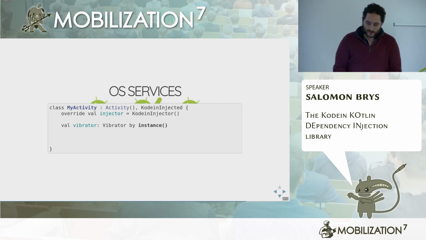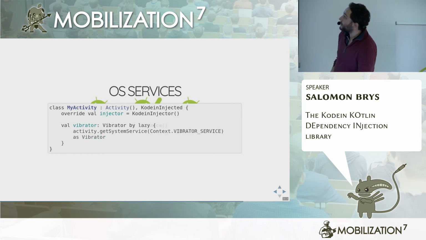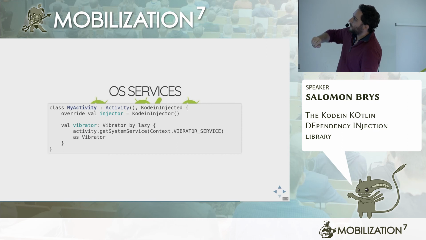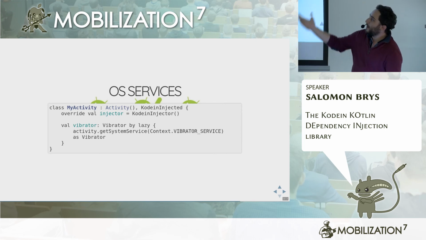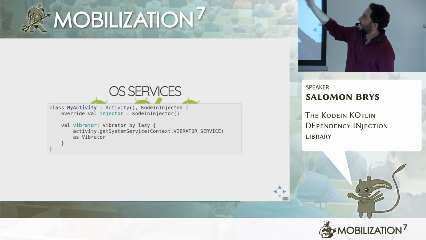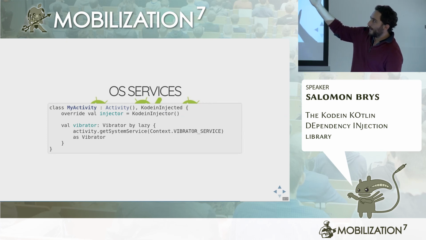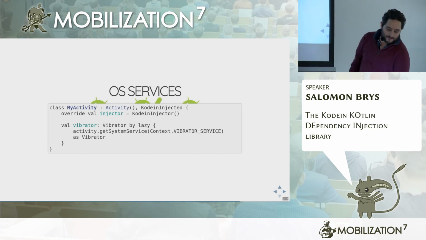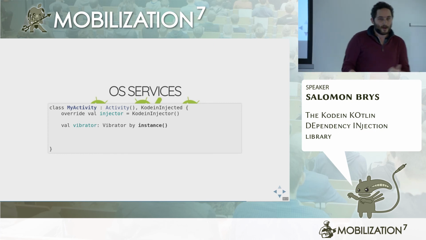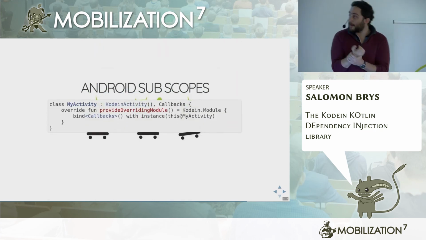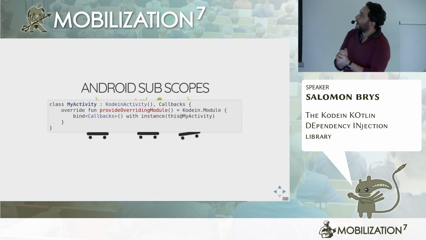Here we get a vibrator. We could do better, because we need to use lazy because the activity has not been initialized properly yet. We get this get system service with an enum, an int, sorry. Then we need to cast it as a vibrator. Well, if you use Kodein, you could just ask an instance just as any other dependencies.